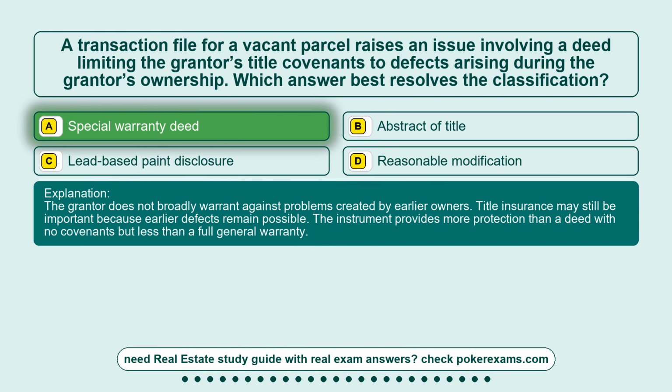The grantor does not broadly warrant against problems created by earlier owners. Title insurance may still be important because earlier defects remain possible. The instrument provides more protection than a deed with no covenants but less than a full general warranty.